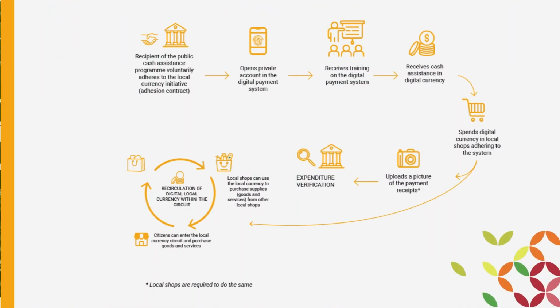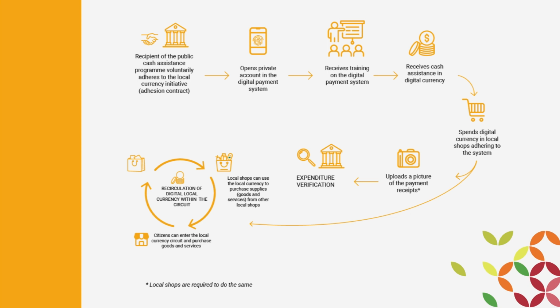In brief, the public expenditure destined to the Municipal Cash Assistance Program is delivered to low-income beneficiaries in the form of electronic money. The model allows for any private citizen, organization, or enterprise of the local community to voluntarily participate in the local currency initiative. The higher the recirculation of the electronic money within the local circuit, the greater the direct and indirect advantages for the local community as a whole.